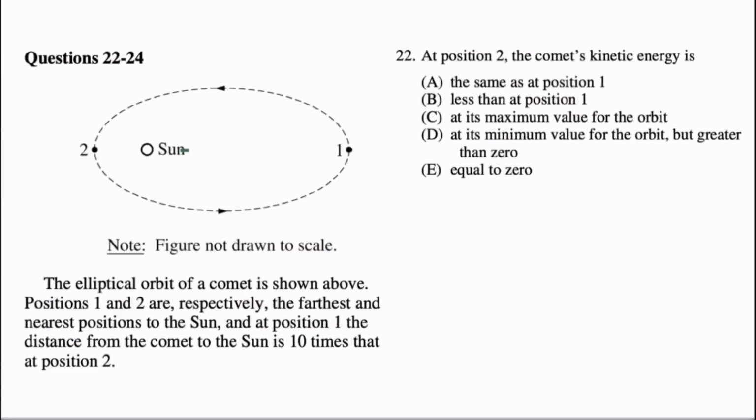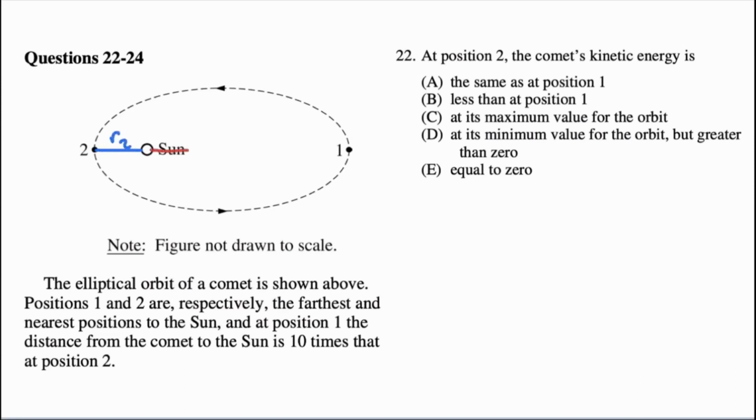Now, the next three questions come as a set that relate to this diagram. So the question states, an elliptical orbit of a comet is shown above. Positions 1 and 2 are, respectively, the farthest and nearest positions to the sun. And at position 1, the distance from the comet to the sun is 10 times that at position 2. So I just want to label the diagram really quickly just to see what's happening here. So from this distance right here, it's going to be R2.